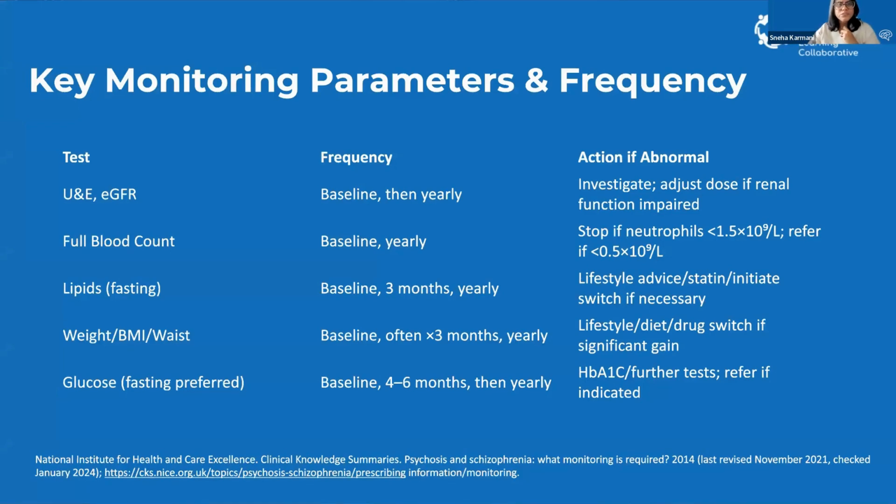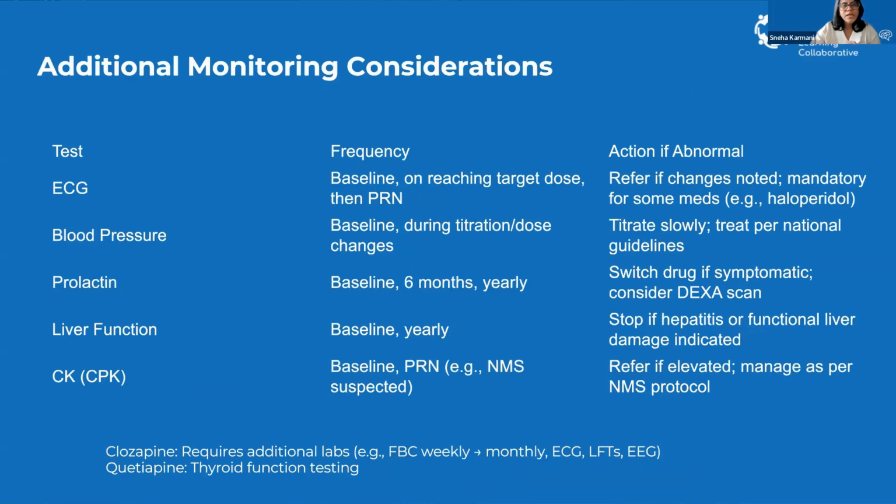So before you start an antipsychotic, there need to be some baseline assessments which need to be repeated at frequent intervals. So a urine routine, kidney function, full blood count, fasting lipids, fasting glucose, monitoring a person's weight, BMI, and waist circumference. EKG, blood pressure, prolactin levels, especially with certain drugs like risperidone, liver function, creatine kinase. Some drugs require careful monitoring, especially clozapine, where you do more frequent full blood counts because there have been risks of neutropenia and other risks.